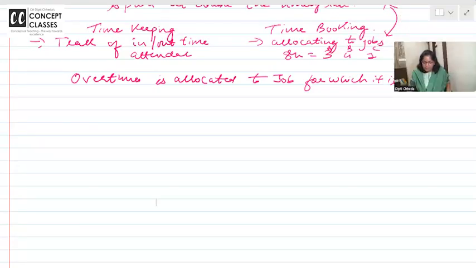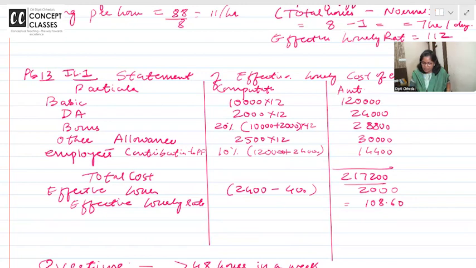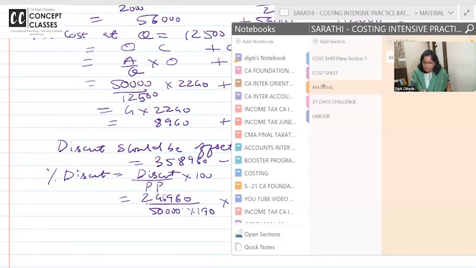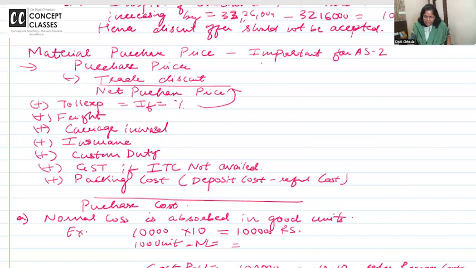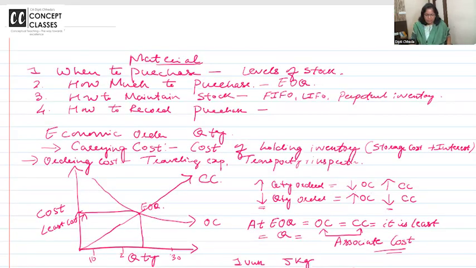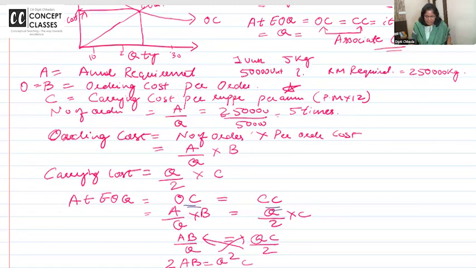2 minutes. If I can share here, I'll open it, 1 second. You know our Sarthi material, because there I have written. Timekeeping, time booking, no, this is the labor chapter. Just 2 minutes, I can share with you how to do the discount problem, which is surely coming, dear students, in question number 1. EOQ diagram, ordering cost, all this has been clearly told to you.